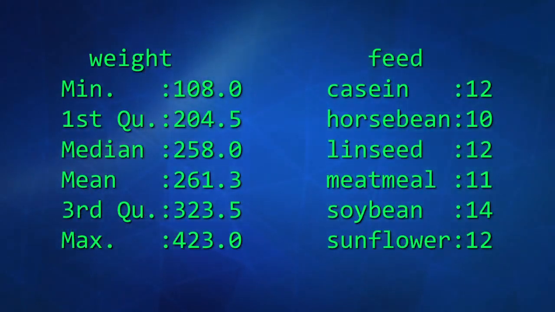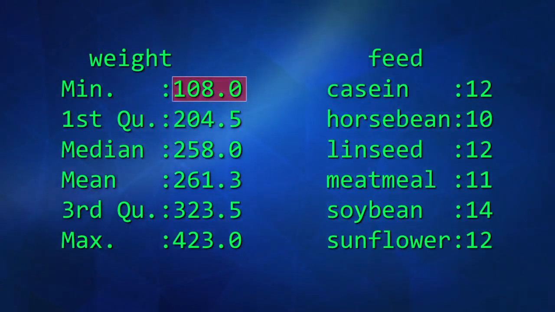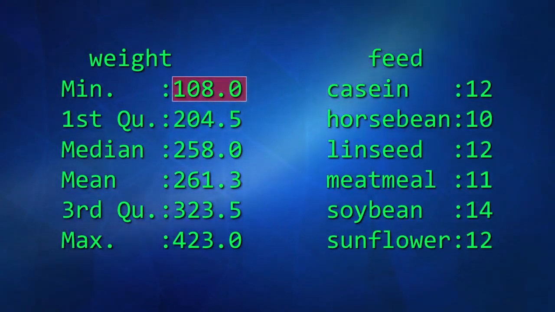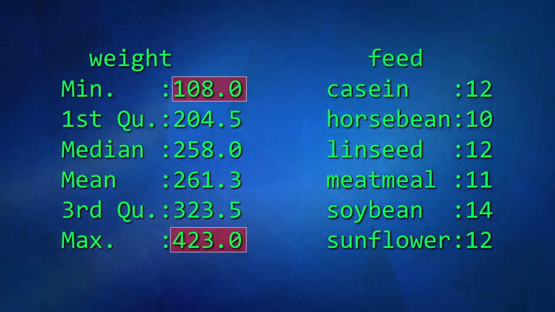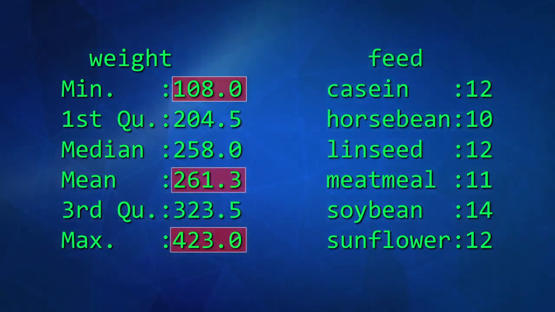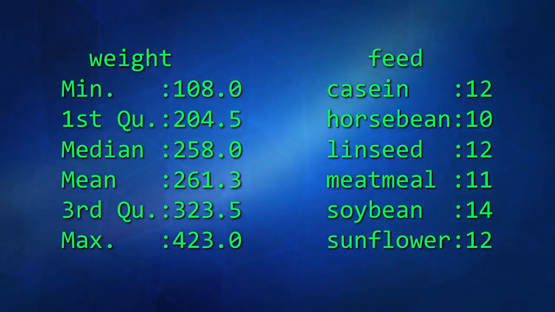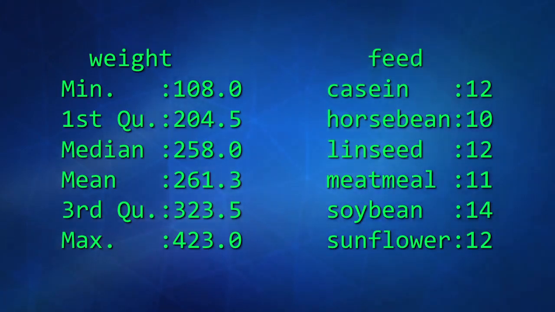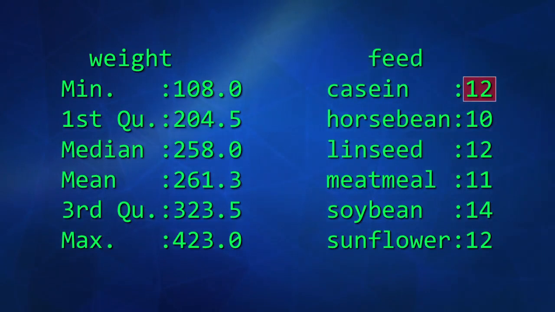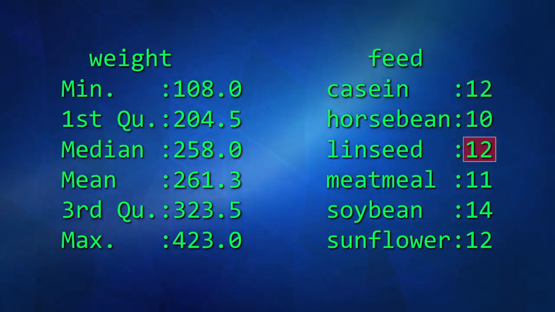Now here you see the weights are measured in grams after 6 weeks. And the minimum weight is 108 grams. The maximum is 423 with a mean of 261.3. Now we also see the 6 different feed types along with their corresponding number of chickens in that feed group. So for example, the casein feed has 12 chickens, horsebean feed has 10 chickens, linseed with 12, and so on.